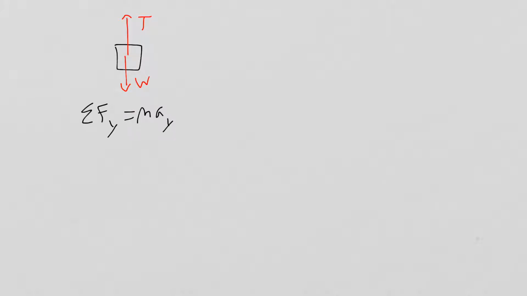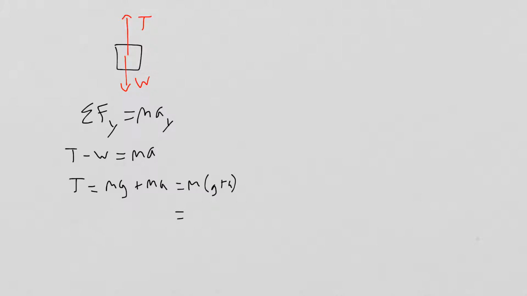All right, we're asked to find the tension. So tension is positive, weight is negative, right? And our acceleration is in the problem statement. So the tension is mg, that's the weight, plus ma. And that's just m(g + a).